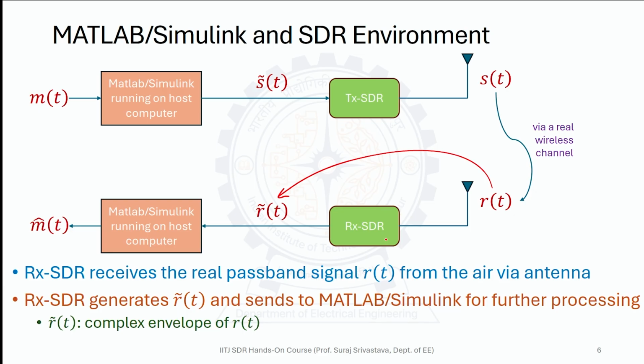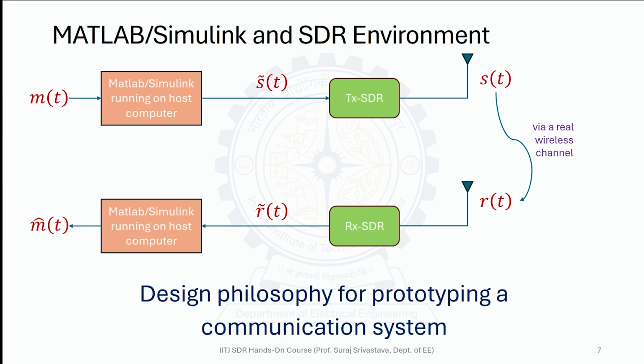R tilde t is generated by the RX SDR, and this R tilde t is sent to the MATLAB Simulink model running on the receiver side host computer. This Simulink model running at the receiver side will extract or recover the message signal m hat t from R tilde t. So this is the complete picture which we have for SDR based implementation. This is the overall design philosophy for prototyping a communication system.